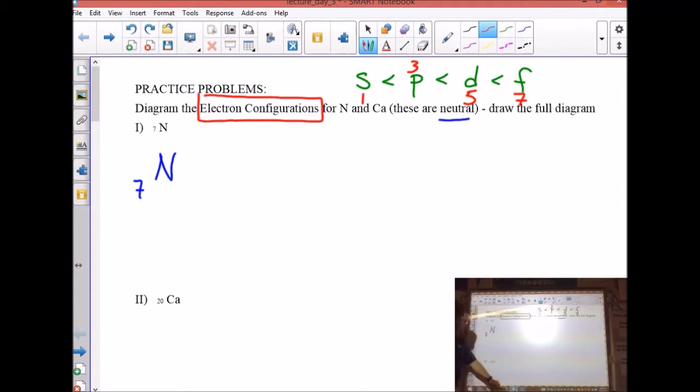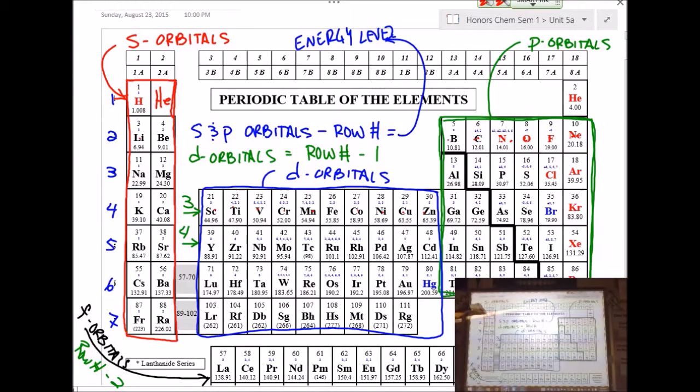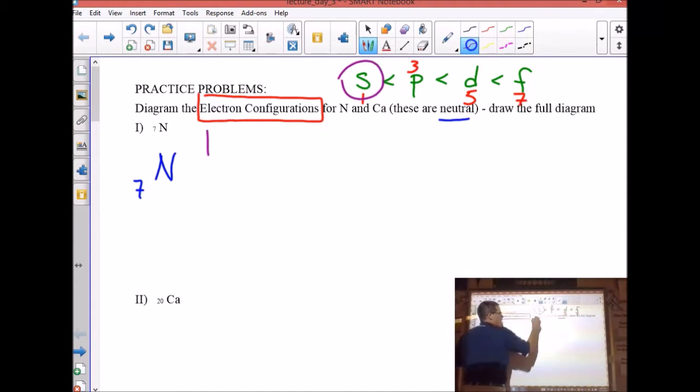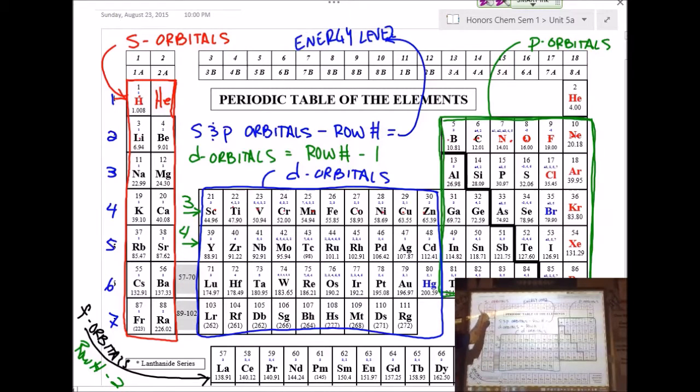All right, so we always start right up here with the hydrogen. So row 1, and what orbital is that? Every energy level starts with an S orbital. So I'm going to write a dash down there, and the dash represents an orbital. So in the S's, how many dashes should I have? 1. And then I'm going to drop electrons in that orbital.